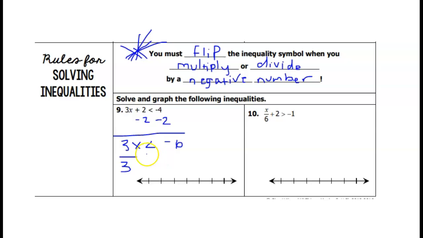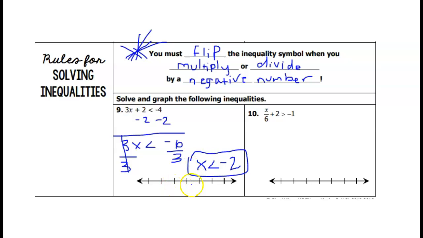We're dividing by what? Not -6, but 3. I'm going to divide by 3 on both sides, so the 3s go away, and I end up with x is less than -6 divided by 3. What is that? -6 divided by 3 is -2. Now, there's my answer. That's it. I have my inequality statement: x is less than -2.